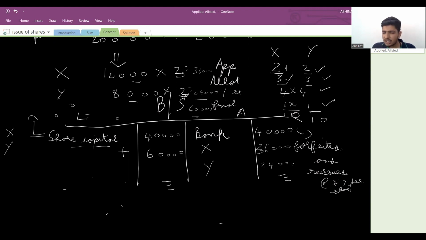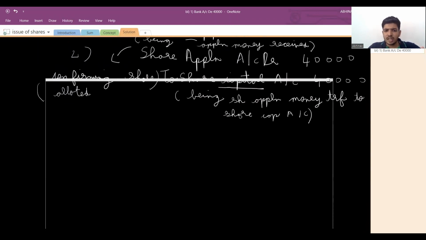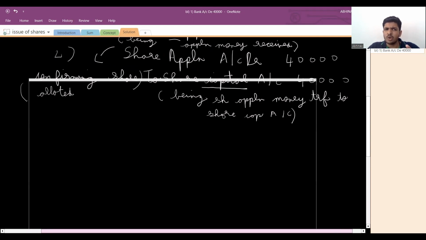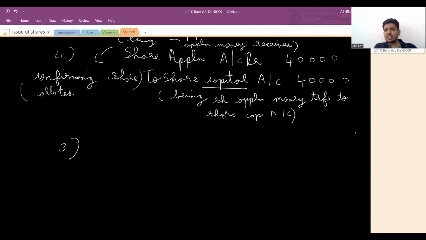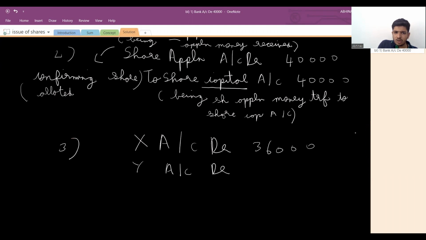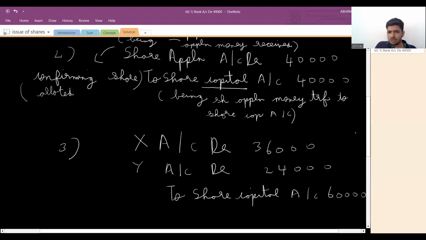Now, how does this entry actually work? Let's go to the journal entry part. First two entries are clear, right? Now the next entry will be clear. Wait. The next entry is one of the newest concepts. After that, all the entries are the same. The third entry is the entry to demand the next installment from X and Y. So what is the demand entry? You're demanding a payment from someone. So X account debited 36,000, Y account debited 24,000, to share capital account 60,000. Correct?